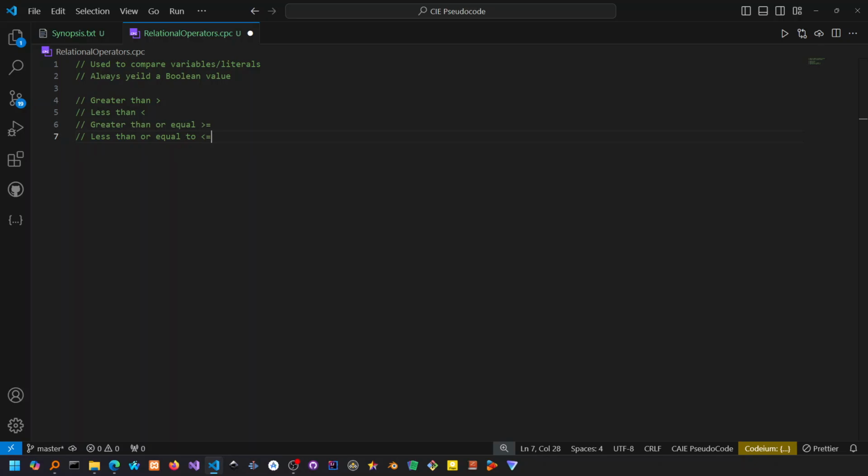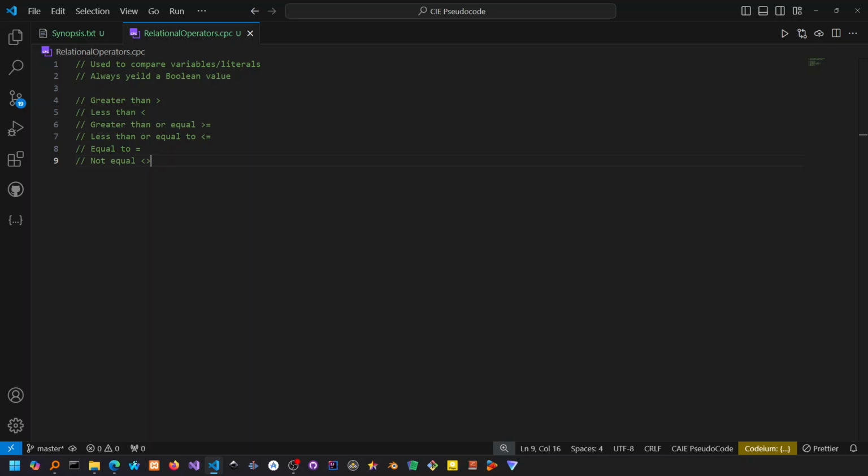alongside the equal sign. Then we also have the equal to operator, which is just a simple equal sign. Then we also have the not equal to operator, which is essentially 2 angled brackets, the left angled bracket and the right angled bracket. And it's important to realize that the relational operators always yield a Boolean value of either true or false.